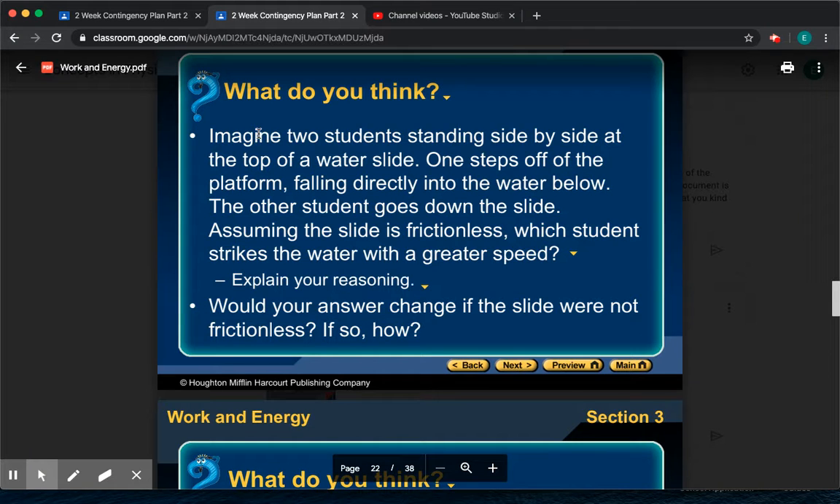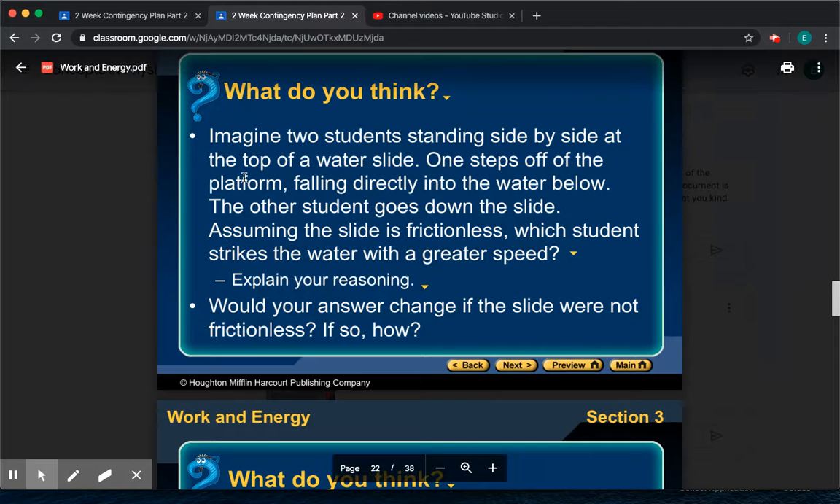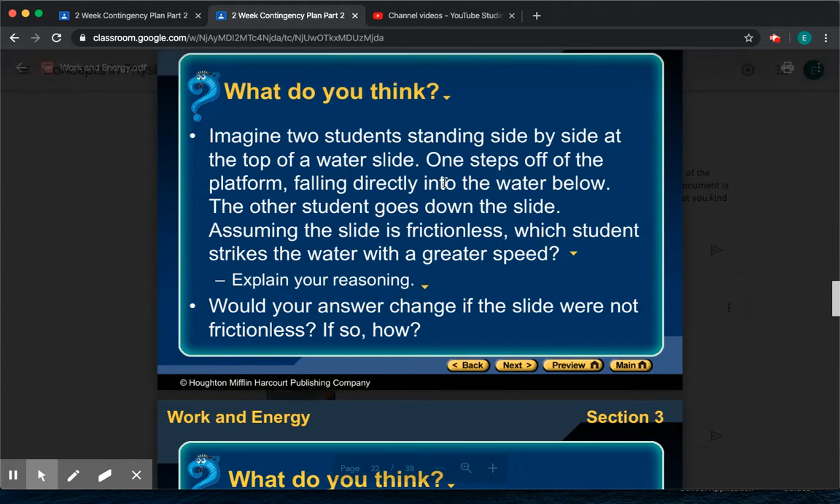Okay, so think about this prompt real fast. Two students at the top of a platform, and one chooses to jump off, the other one chooses to take a water slide. Imagine you're at a water park. You can either dive into the water or you can go down the slide. One steps off the platform and falls directly into the water. So someone jumps off the diving board. The other person takes the slide. Assuming the slide is frictionless, which one hits the water with the greater speed?